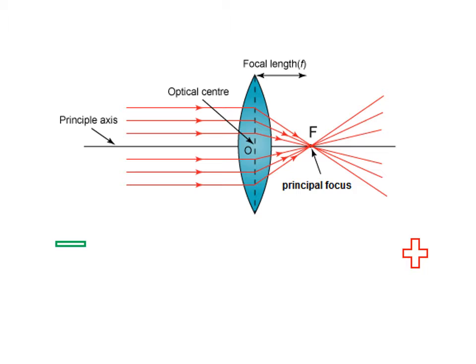As I said, these are the terms we discussed. There's a principal axis, and parallel rays come into this lens and pass through it, and they get converged at a point, and that point is called the focus. The distance between the optical center and the focus is called the focal length, and there's a relation between focal length and radius of curvature of the lens.